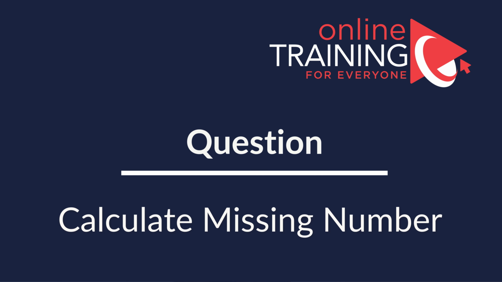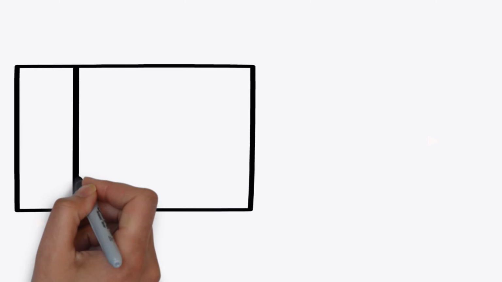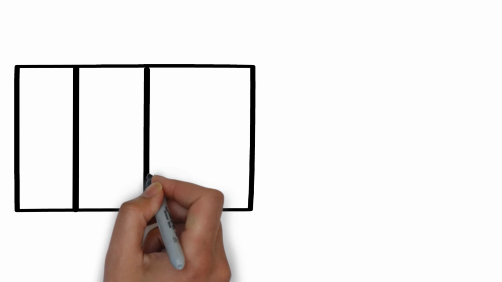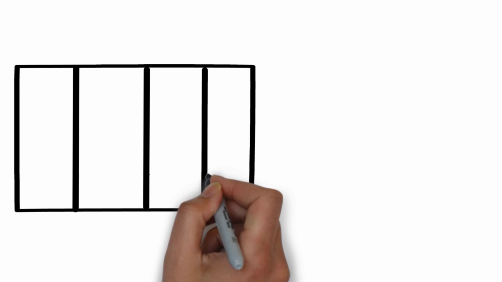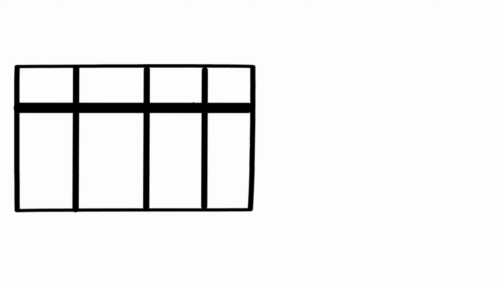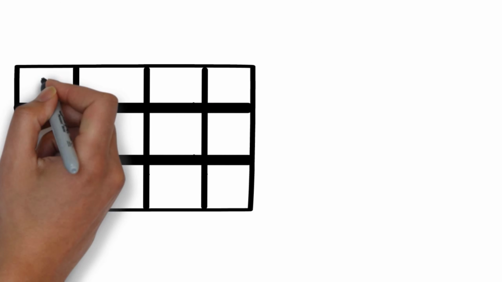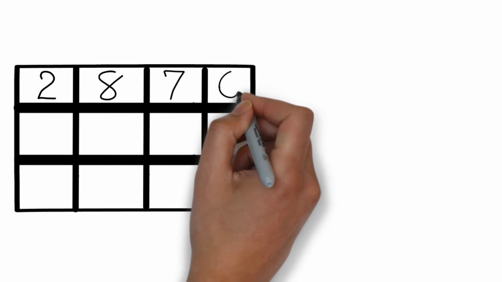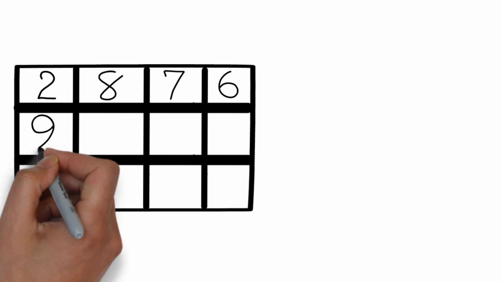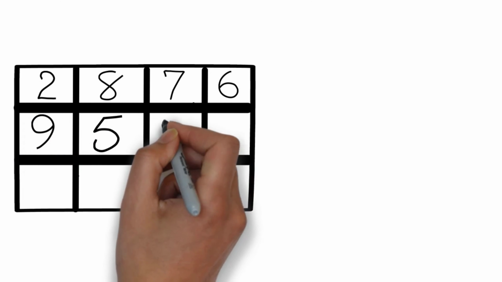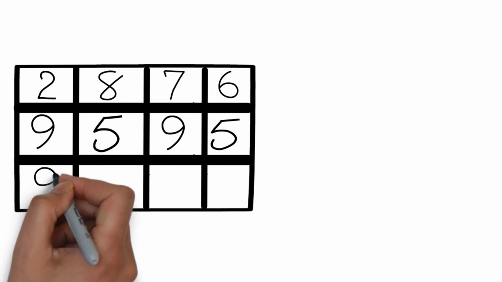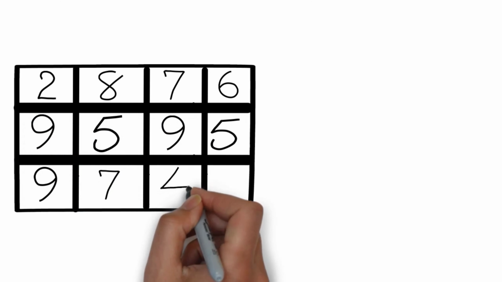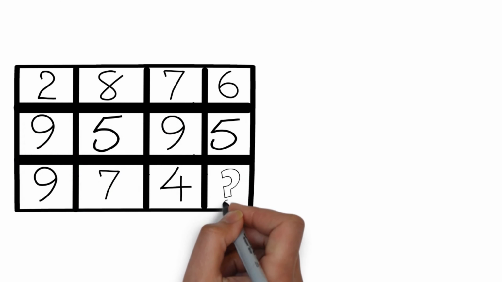Here's one of my favorite questions because it is very frequently used on the test. You're presented with a 4x3 matrix. Each cell in the matrix has numbers. For example, the first row has numbers 2, 8, 7, and 6. The second row has numbers 9, 5, 9, 5. And the third row has numbers 9, 7, 4, and one number in the bottom right corner is missing.